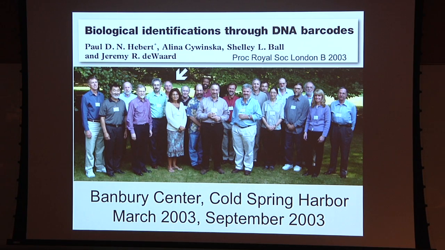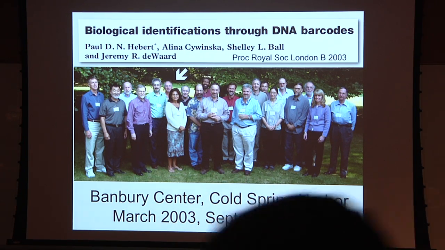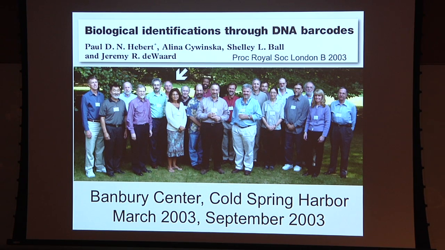So the whole thing started really in 2003. Paul Hebert, who was pointed to with the arrow there, a Canadian scientist, said, wouldn't it be nice if we could use short DNA sequences, which he called in this first paper DNA barcodes. Wouldn't it be nice if we could make a database of those and identify species? And the original paper was proposing the idea and some tests, just looking at what was in the databases as to whether it was feasible or not.